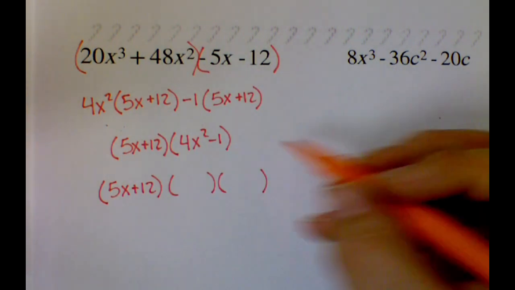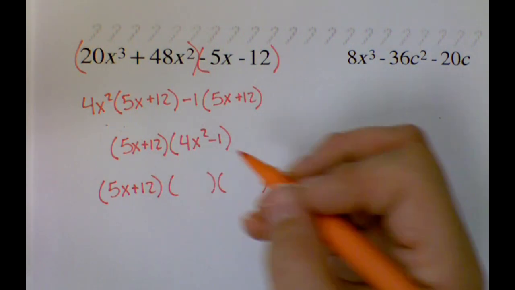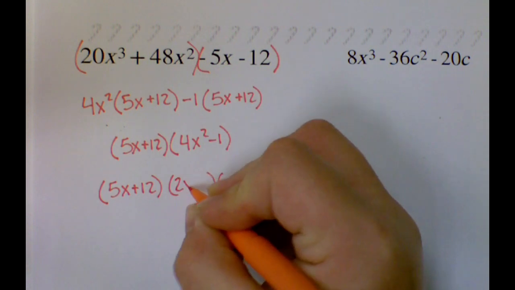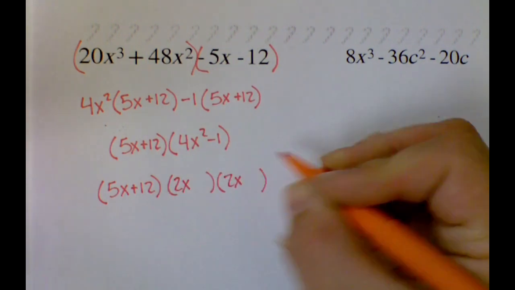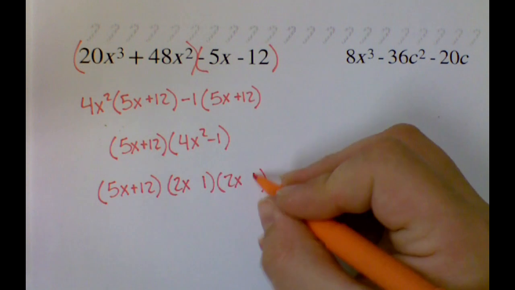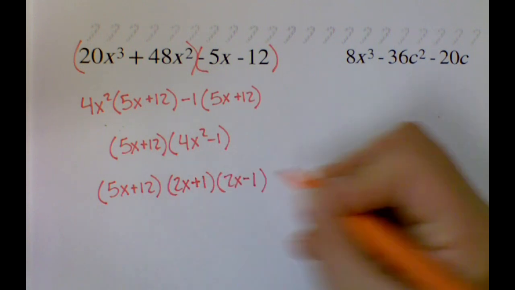Anytime I have a difference of squares, I undo the square on the 4x squared, making it 2x and 2x. I undo the square on the 1, making it 1 and 1. 1's a plus, 1's a minus.